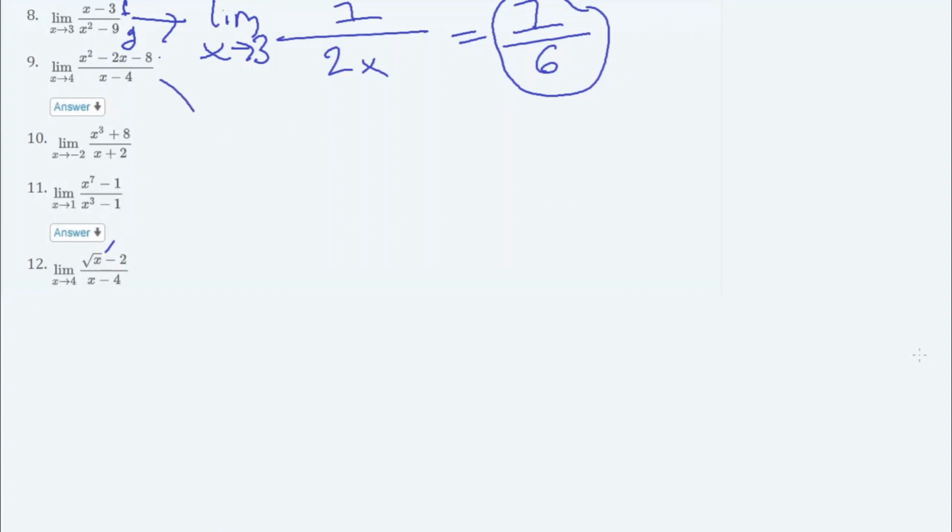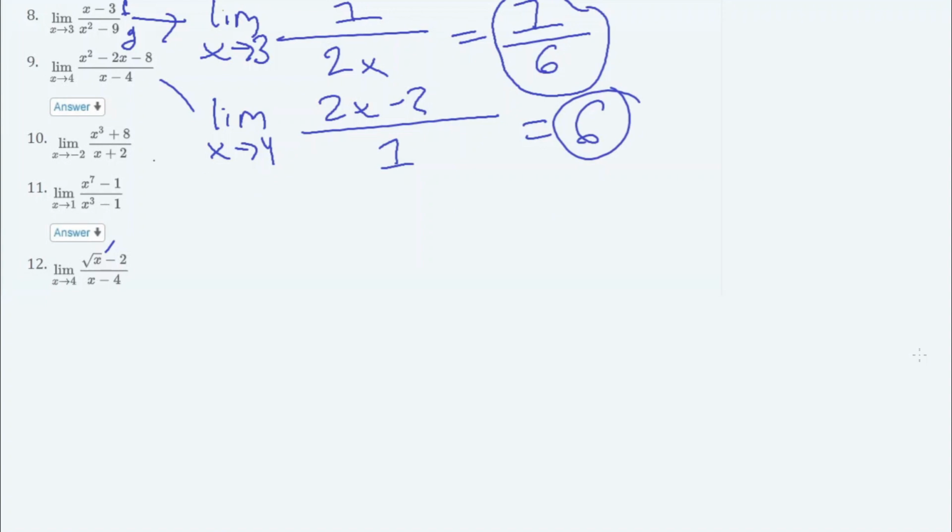And now let's move on to number 9. Number 9 is going to be this big thing going on over here. So it's going to be x squared minus 2x minus 8 over x minus 4. So we're going to have limit as x goes to 4. Derivative of the top, that's going to be 2x minus 2. And then on the bottom is going to be 1. And now we could see that if we plug in 4 into x, we're going to get a definite answer. In that case, it's going to be 2 times 4, which is 8, minus 2, which is 6, over 1, which is just going to be 6. That's our final answer there.